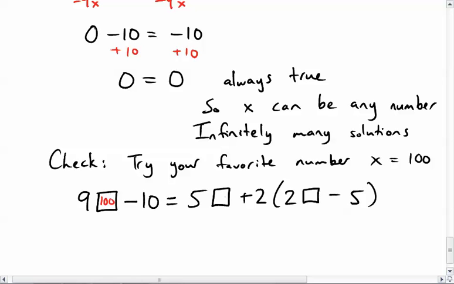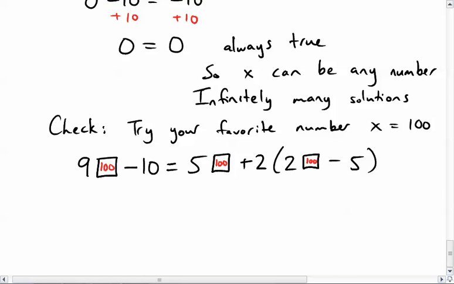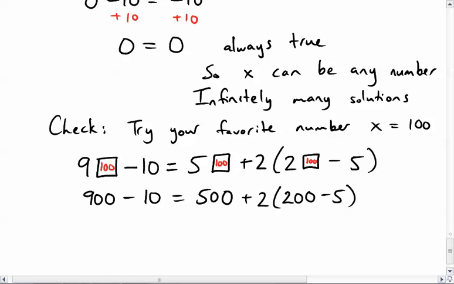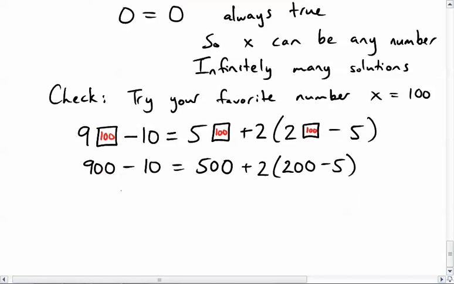I'm going to choose any number in the world and see if it works. And you could try your favorite number. You could try 0, you could try a billion. You should always get the same thing on both sides of this equation. So 9 times 100 is 900. 900 minus 10, I want to see if that's the same as 5 times 100 plus 2 times 100 minus 5. So 900 minus 10 is 890. 200 minus 5 is 195.